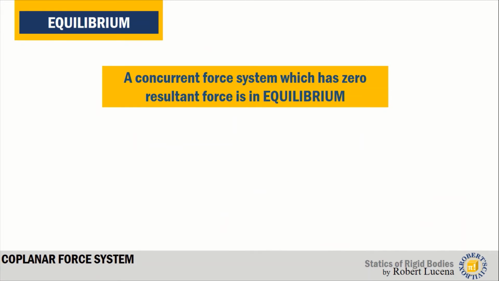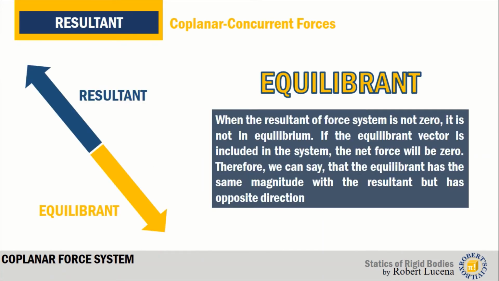Okay? So a concurrent force system which has zero resultant force is in equilibrium. If you have several forces acting on a certain point, therefore it's concurrent. But if you determine the resultant and you get zero, therefore that object is in equilibrium. So the summation of forces along x is zero, and the summation of forces along y is zero.